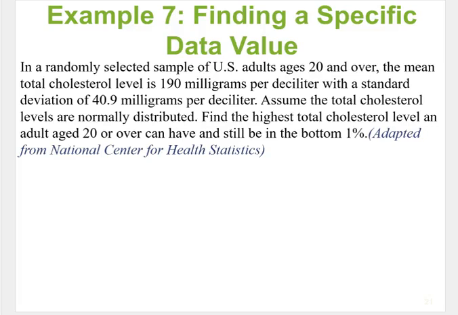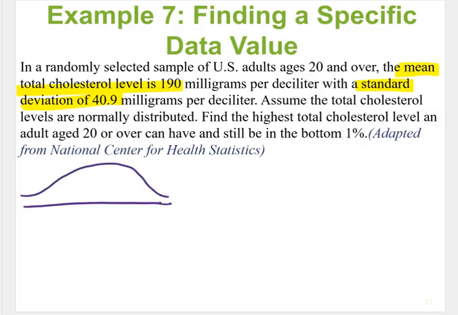All right, another example. In a randomly selected sample of U.S. adults ages 20 or over, the mean total cholesterol level, okay, mean, so I'm going to highlight that. The mean total cholesterol level is 190 milligrams per deciliter, with a standard deviation of 40.9 milligrams per deciliter. Assume the total cholesterol levels are normally distributed. Find the highest total cholesterol level an adult age 20 or over can have and still be in the bottom 1%.